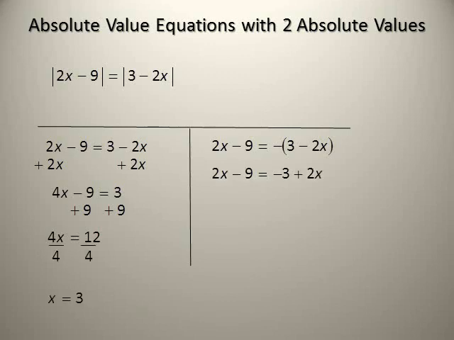Here we have 2x minus 9 equals negative 3 plus 2x. Solve for x. That means negative 9 equals negative 3. No solution for this equation. Finally, the answer will be 3. After checking your answer, the solution set will be 3.